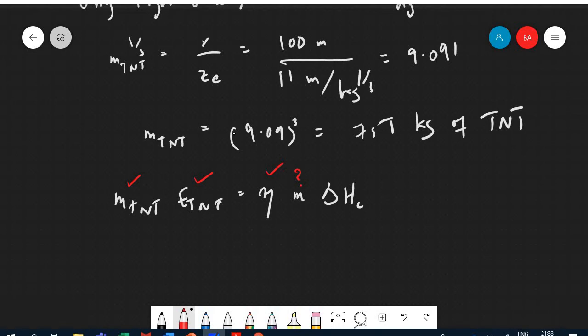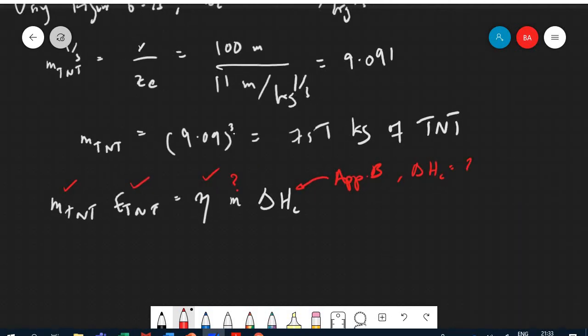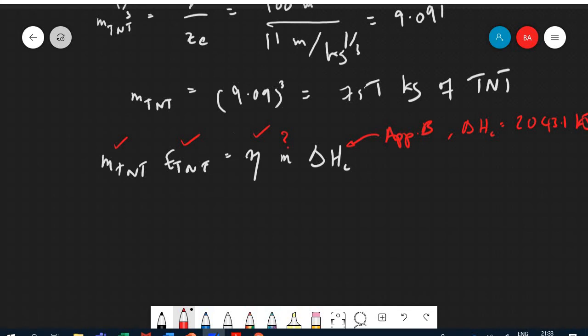Let's continue. What we want is the mass of propane. The delta heat of combustion we can get from Appendix B, and we find that it is equal to 2043.1 kilojoules per mole. We just need to consider that it is kilojoules per mole, so we need to select units that are consistent. If it is per mole, the answer will be in moles if we keep that there.